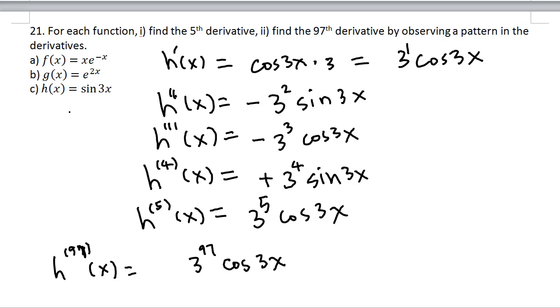So if you take sine or cosine and differentiate it 4 times, you end up with the positive of the same thing, okay? So we actually know what's going to happen when you differentiate 96 times, because 96 is divisible by 4. The one right before this should have been positive sine 3x. If you differentiate positive sine 3x, are you going to get negative cosine or positive cosine? It will be positive cosine, right? So the answer is positive 3 to the 97 cosine 3x. That's how you get it.